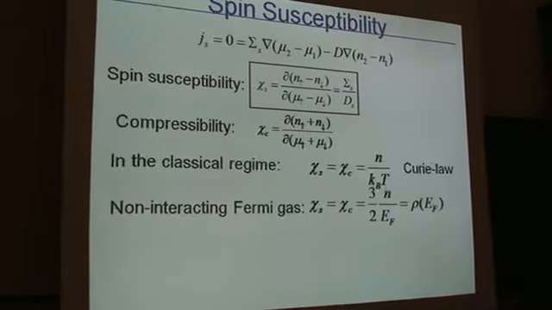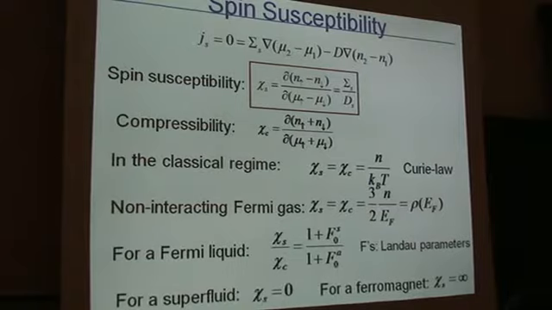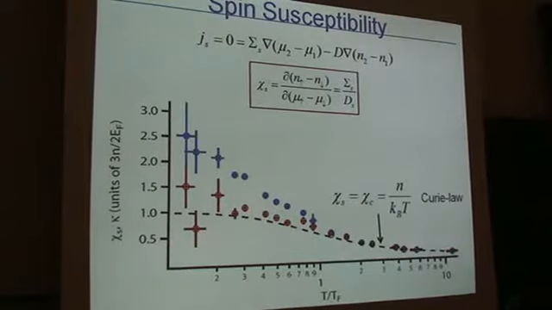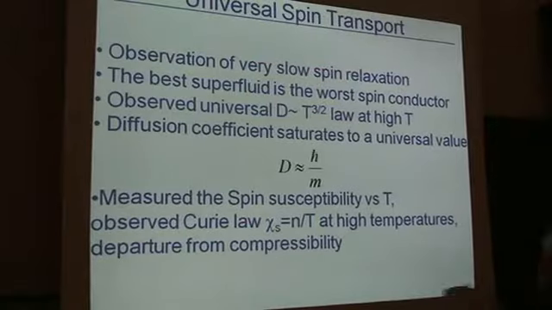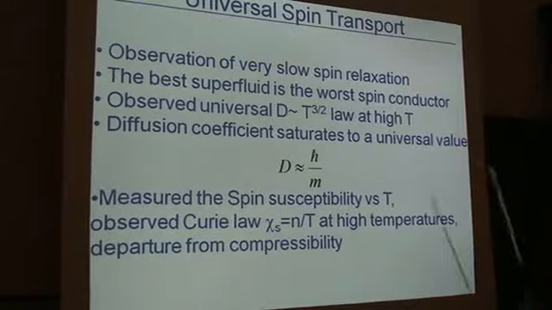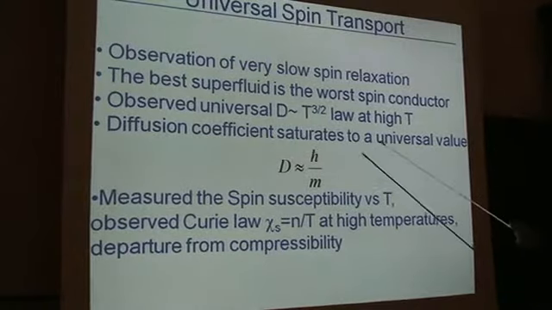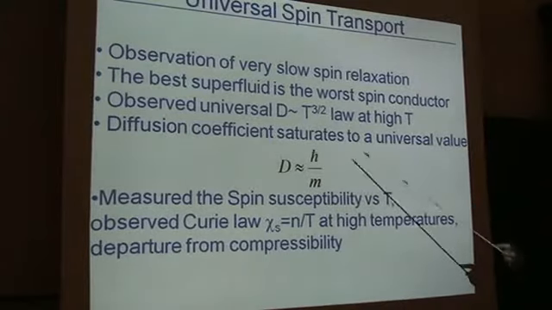I think with that, I spare you that we can get the spin susceptibility unless you ask about it. We get the spin susceptibility. Great. From this data, I just conclude this part. We have very slow spin relaxation in this funny measurement. The best superfluid turns out to be the worst spin conductor. S-wave, that is not surprising, but it's cute. We observe the universal law at high temperatures, which is what you would predict on resonance, and then the diffusion coefficient saturates to a universal value just given by h bar and the mass, which is very cute.